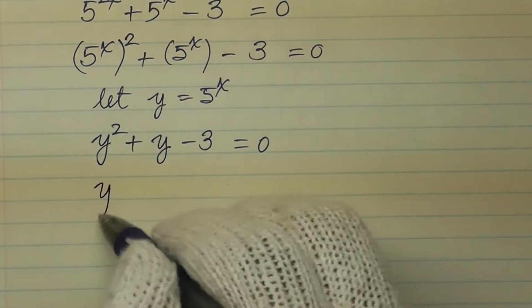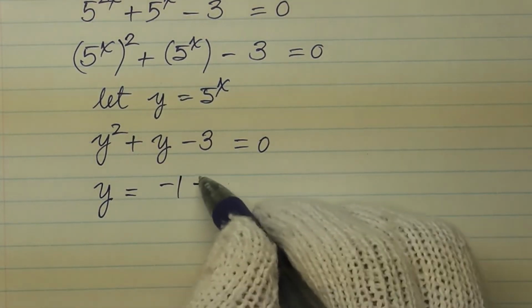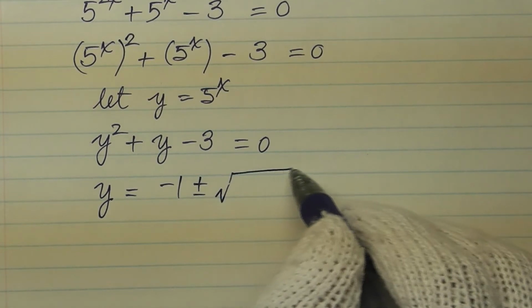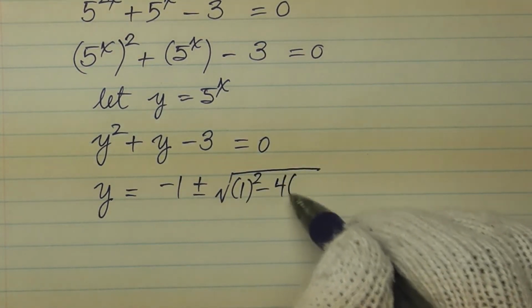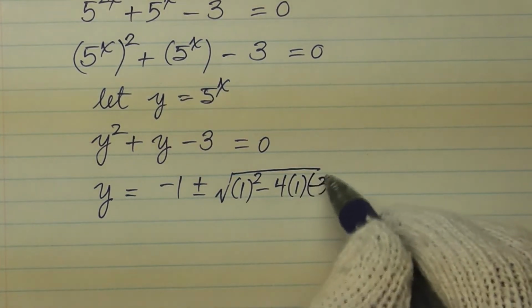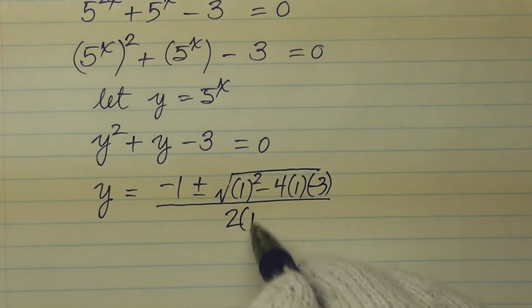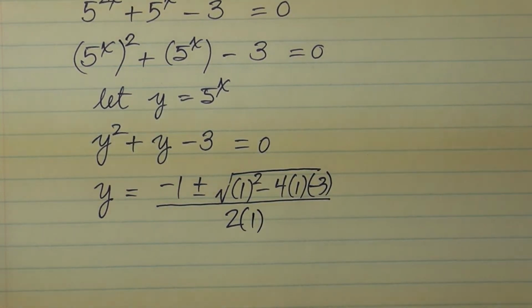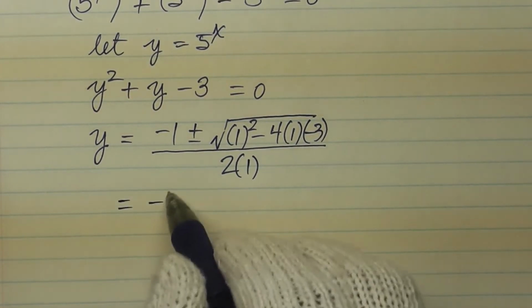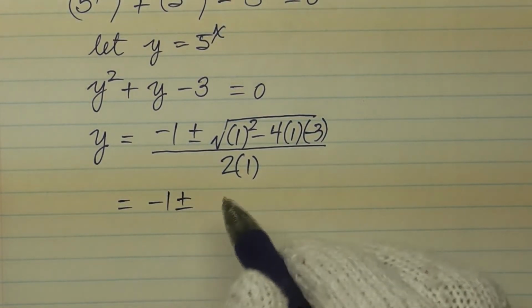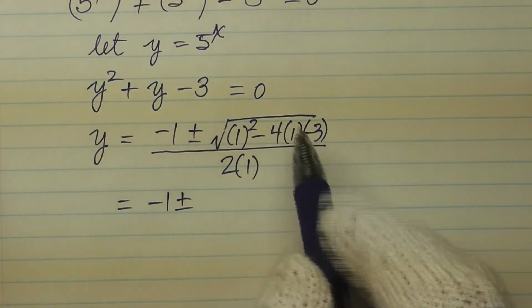I'm going to use my quadratic formula. Y is equal to negative 1 plus or minus the square root of b squared minus 4ac all over 2a. One squared is 1, negative is positive, 1 plus 12 is 13.